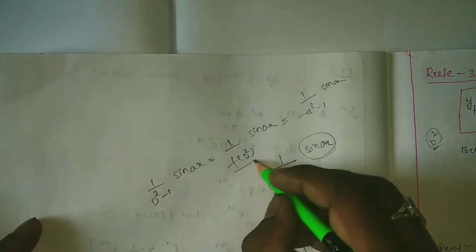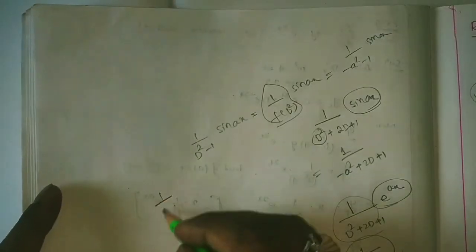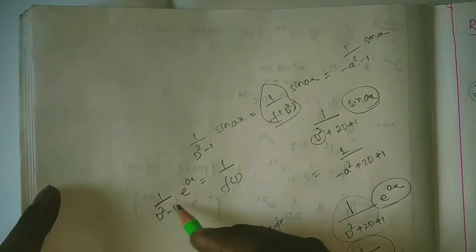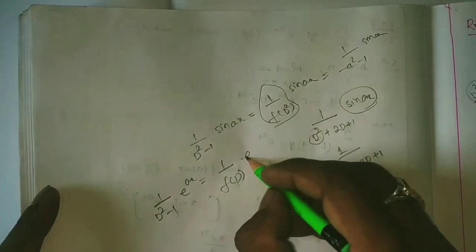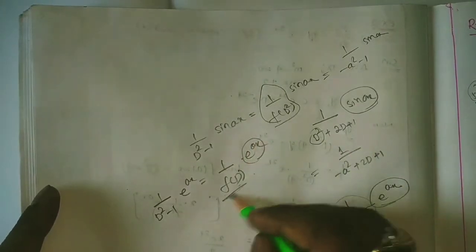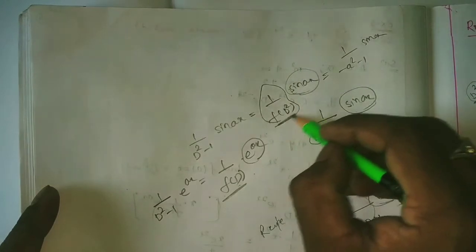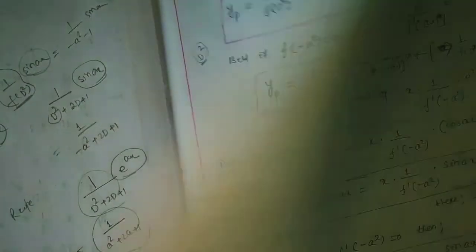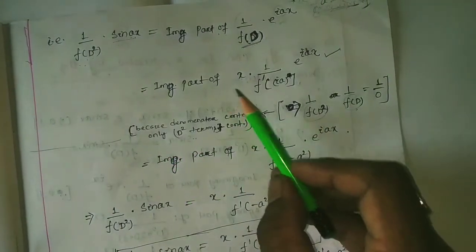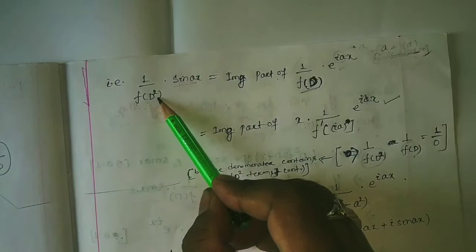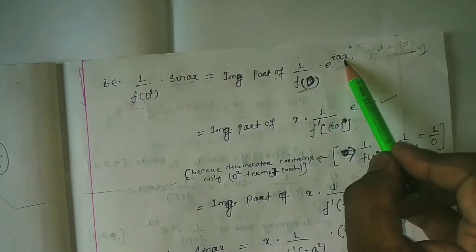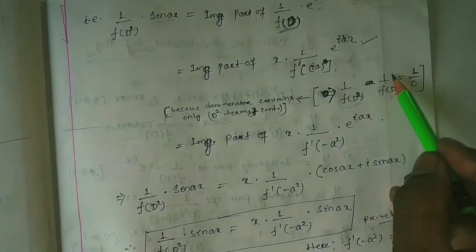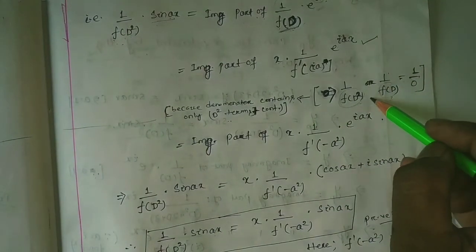So here we considered 1 by f of d square, but if the same numerical is there but with e to the power ax, then 1 by f of d, this is d square minus 1, will be written as f of d e to the power ax. So for e to the power ax, f of d, this is f of d square, but here f of d square and f of d both are the same. Okay, right? Here the same thing I wrote, so you may be confused about why f of d square is here and why f of d, because sin ax is changed to e to the power iax. Only for that I wrote f of d, because f of d square or 1 by f of d is equal to 0.